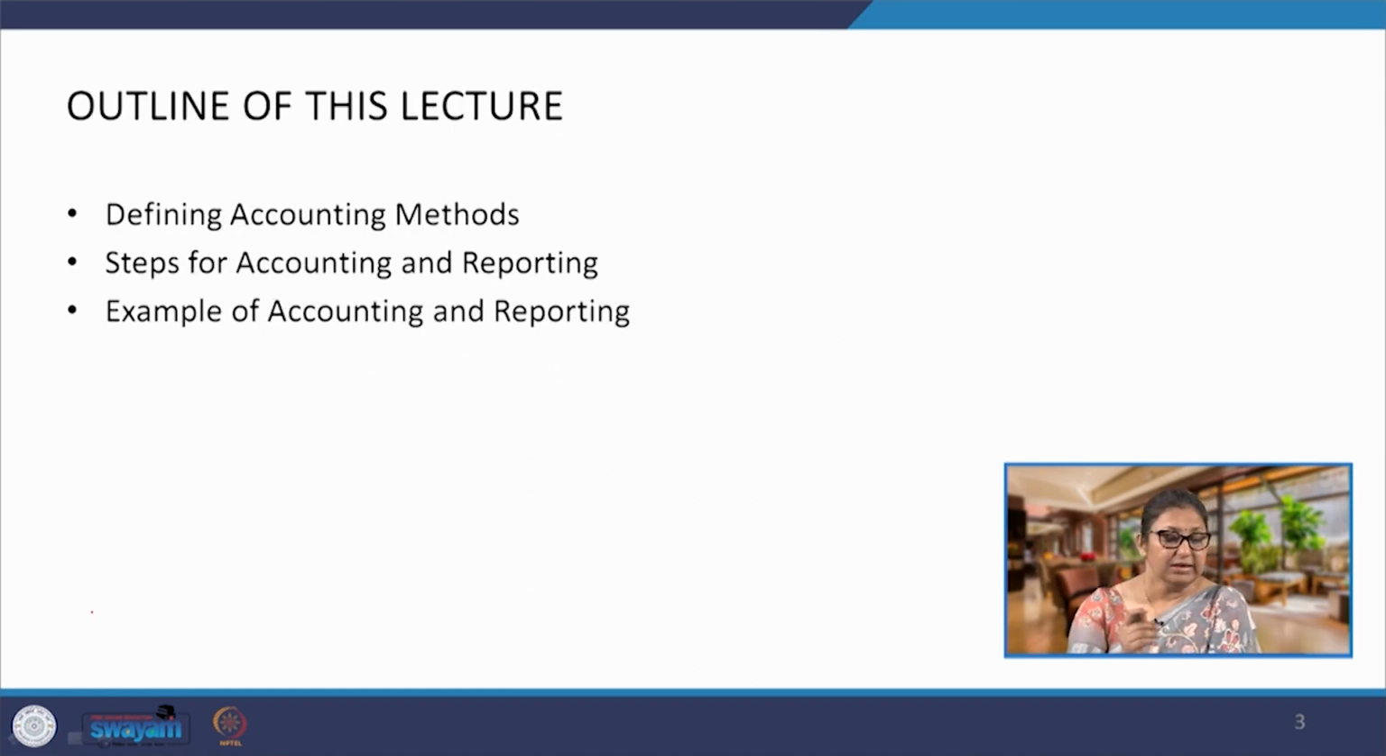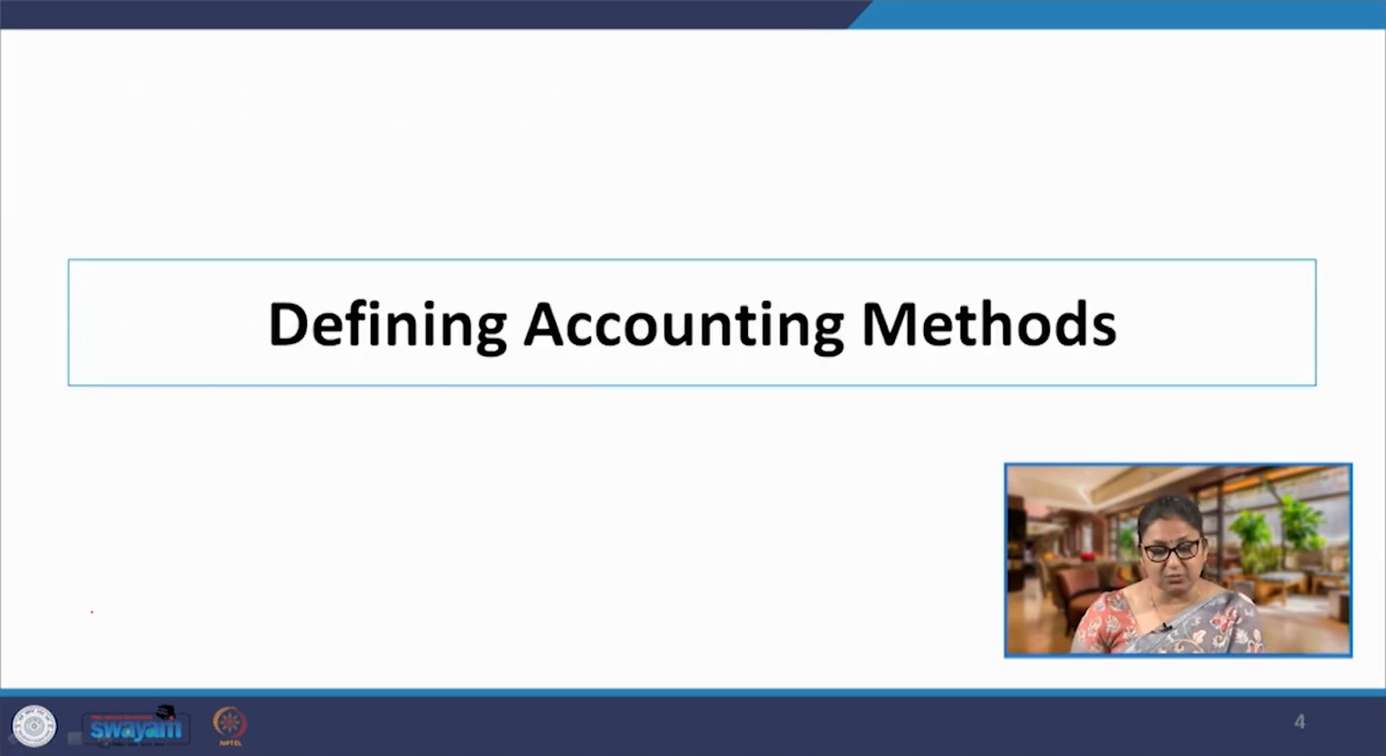In this lecture, we are going to be looking at the definitions of accounting methods, what are the different accounting methods, and then steps for accounting and reporting, and quickly looking at few examples of how the GHG emission reduction can be accounted and reported. So, there are examples of how people have already done it. So, starting with the lecture today, we are going to look at the accounting methods.